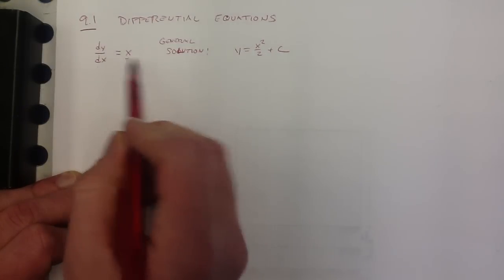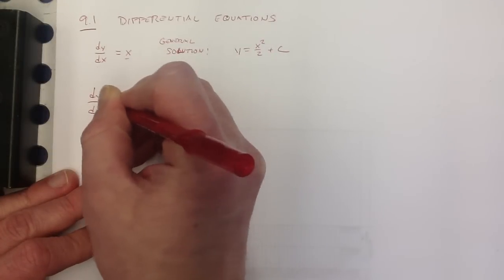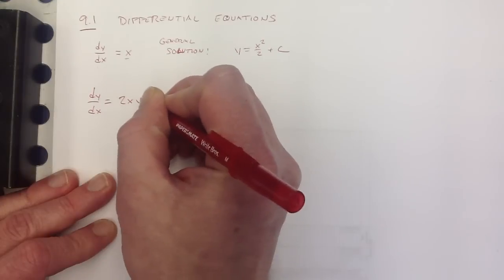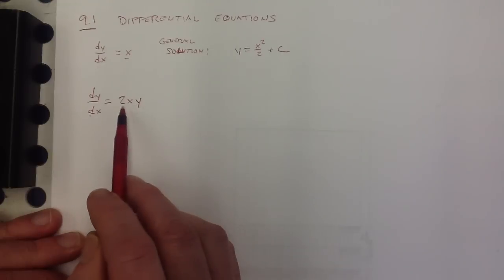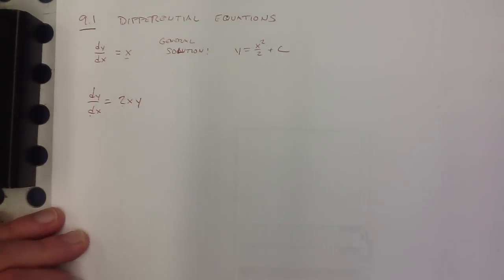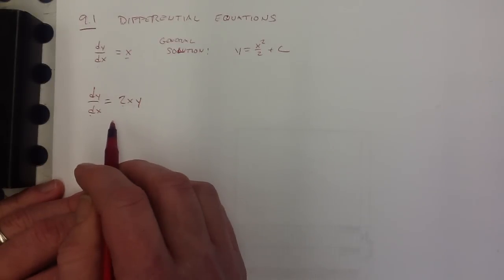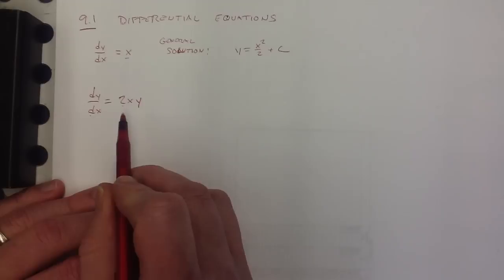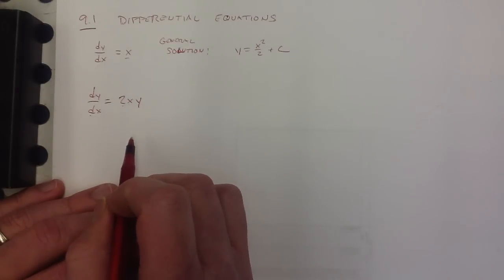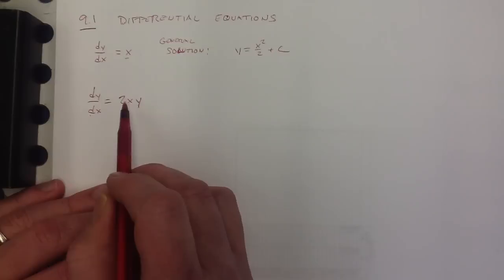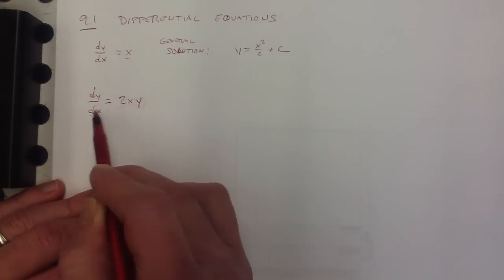In other words, what do you do when there's x's and y's over here? For example, what if we had something like dy/dx is equal to 2xy? So here's a derivative, but it's not just equal to some function of x. We've got x's and y's over here. Now, in our curriculum, we are only going to deal with what are called separable differential equations. Separable means that, just doing a little bit of algebra, maybe factoring and dividing, you will be able to get all of the things with y's onto the side with the dy, and all of the things with x's with the dx.